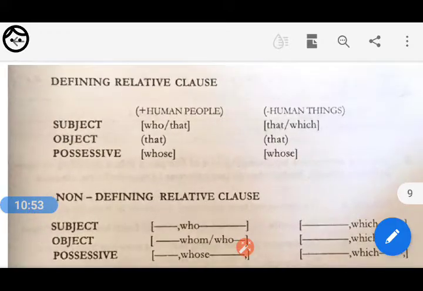Now you see defining relative clauses. As a subject, for humans we use who and that; for non-humans, that and which. Who and that, who, that, which. Who and which, that, both ways. For the object, that. For the possessive, whose.